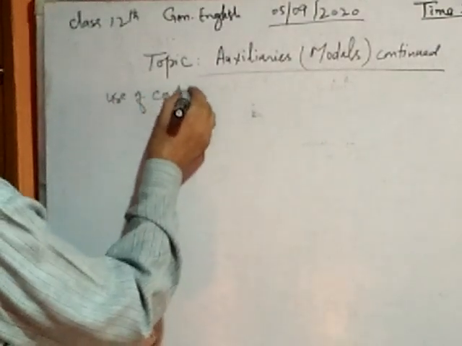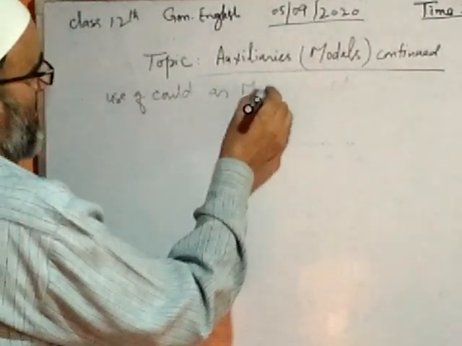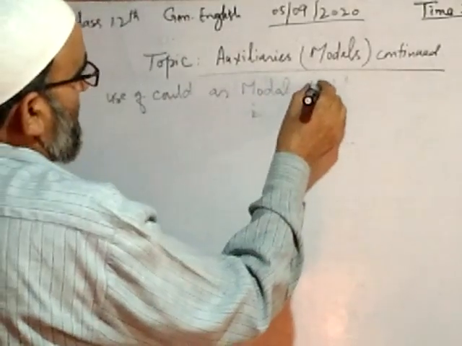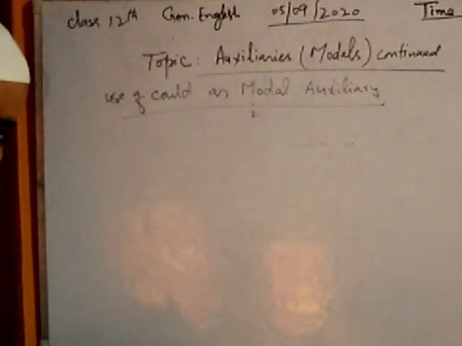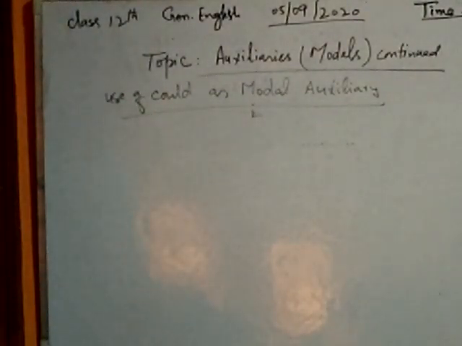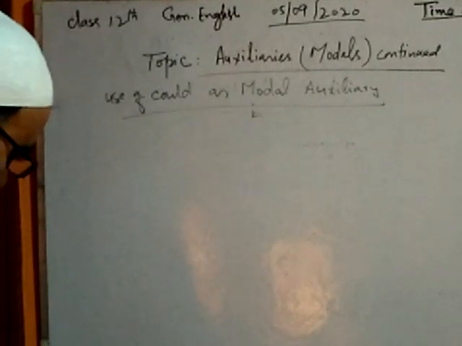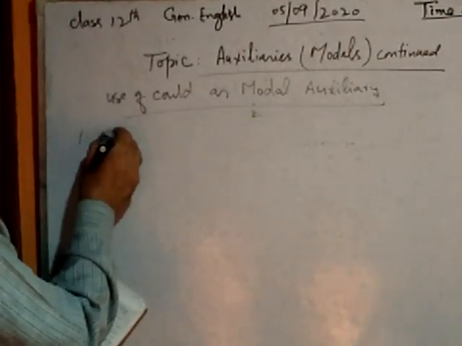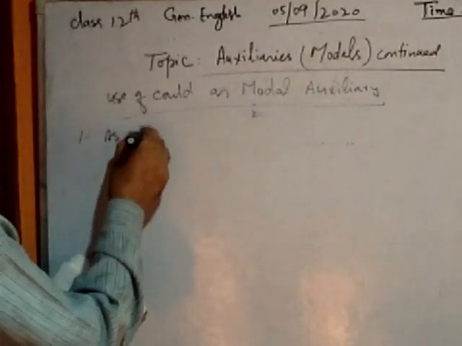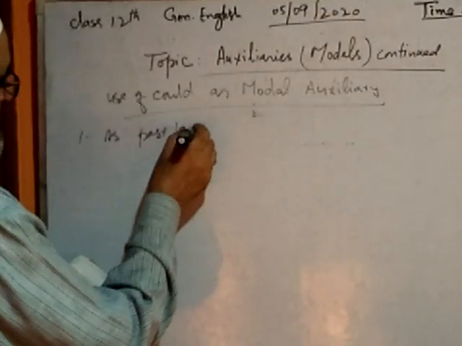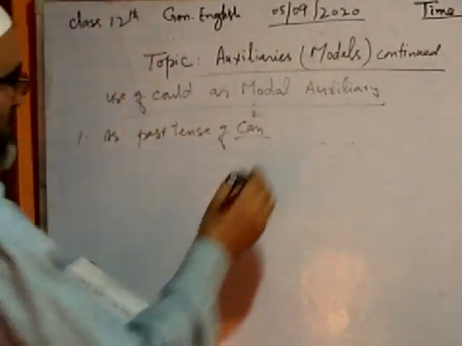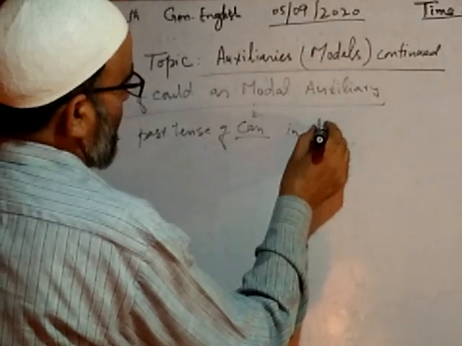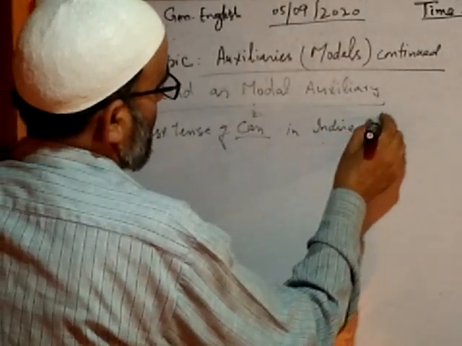Use of could as modal auxiliary. Yes, dear student. The first use is that we can use it as the past tense of can in indirect speech. Number one, as past tense of modal can in indirect speech.